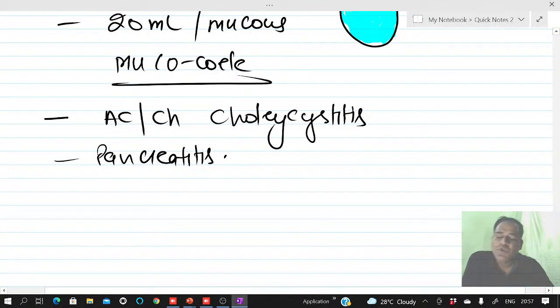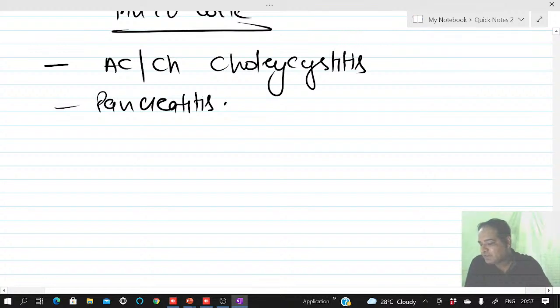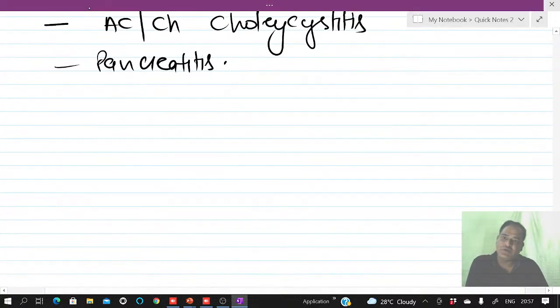OCP, oral contraceptive pills, they have estrogen, they have progesterone. Remember, progesterone is a relaxing hormone. It will cause relaxation everywhere. So that will cause the stasis of gallbladder. Gallbladder will not contract vigorously. So that is why there will be stasis. So these are the different conditions which it causes.